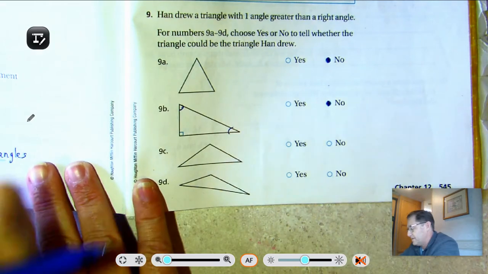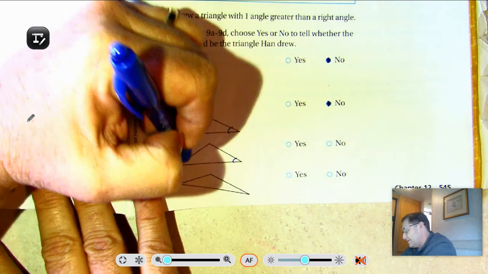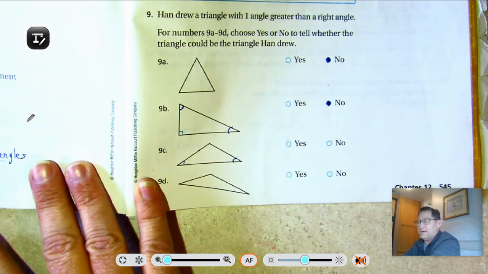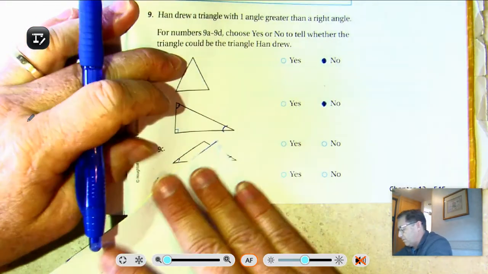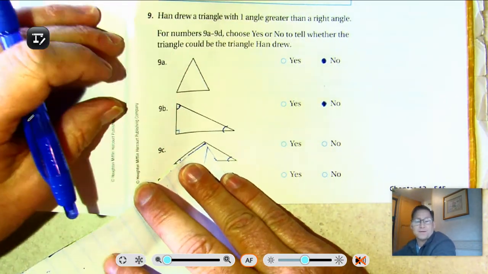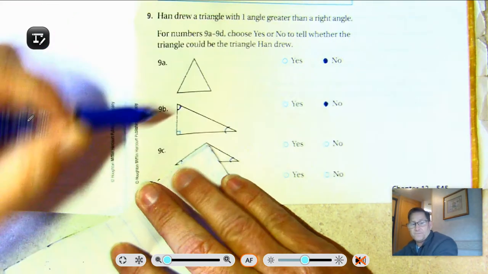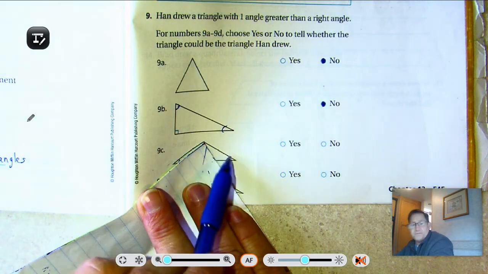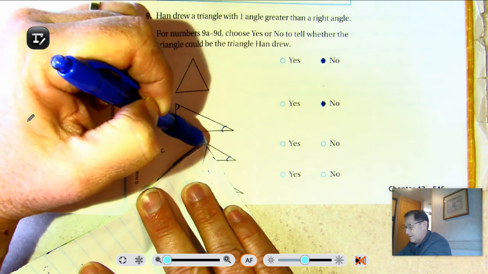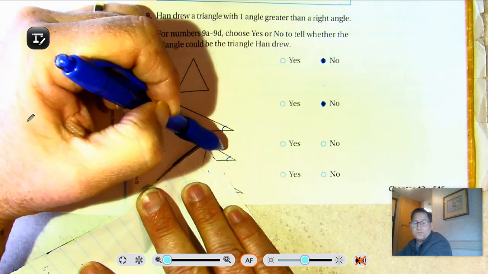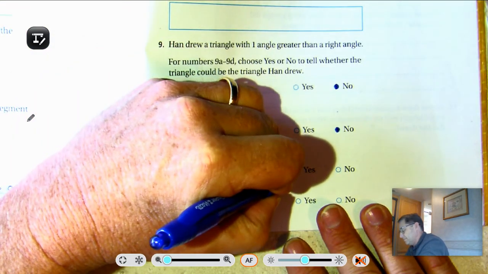Okay, this one, these two are less than, but this one is greater than. I just want to double check my work. I want to match that up. Okay, I see this part of the angle, and this part is off the paper, right? So this part lines up, and the other part of the angle is off the corner. So it's not a right angle. It's greater than a right angle. He could have drawn that one.